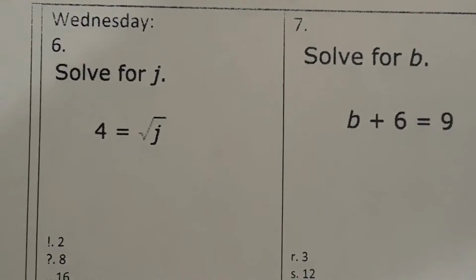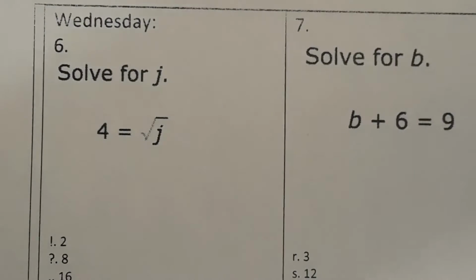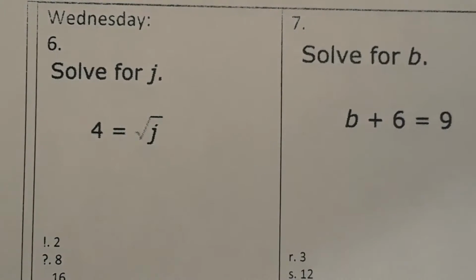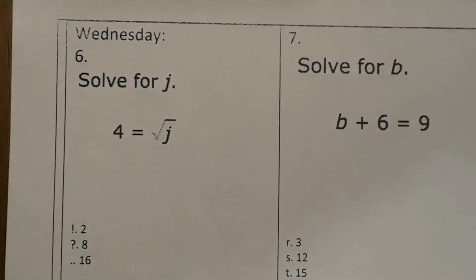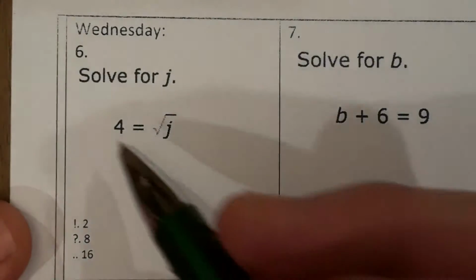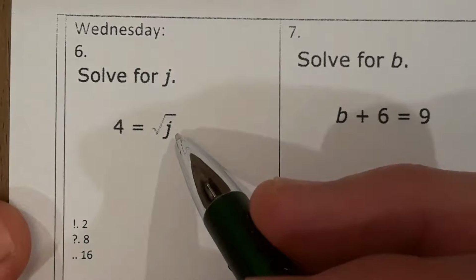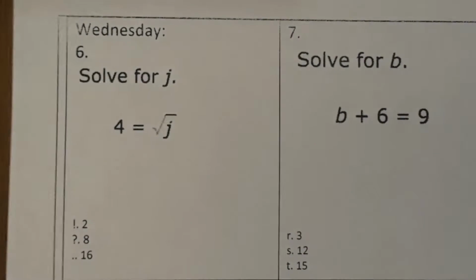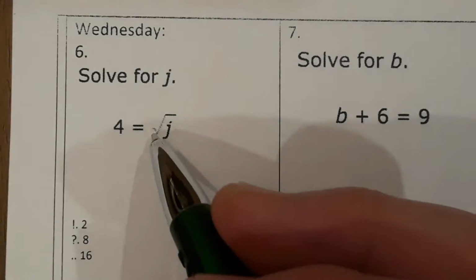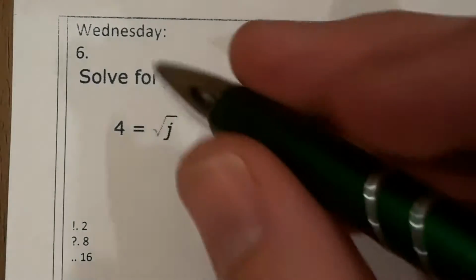Alright, Wednesday. What we're going to do is solve for J. Alright, so here we go. Solve for J. 4 equals the square root of J. So on Monday we talked about, well, what is the opposite of square root?